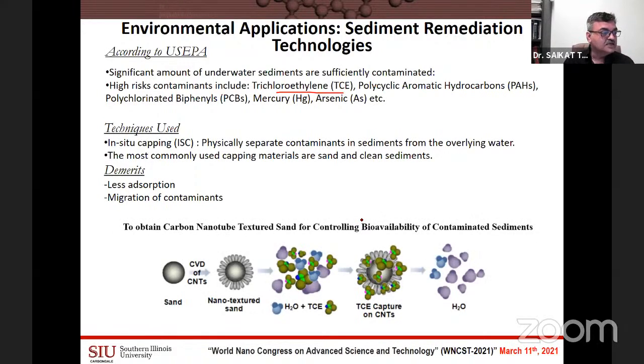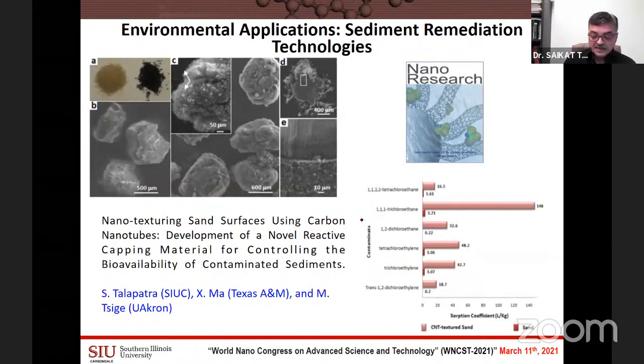So basically what we did was, the idea was, okay, we take sand, which is some sort of SiO2. Let us see if we can grow carbon nanotubes directly on the sand and then utilize it for the remediation process. So it so happened that we were able to figure out certain conditions where you can grow carbon nanotubes directly on sand. And you can see that from the facets of these sands, there are aligned carbon nanotubes growing.